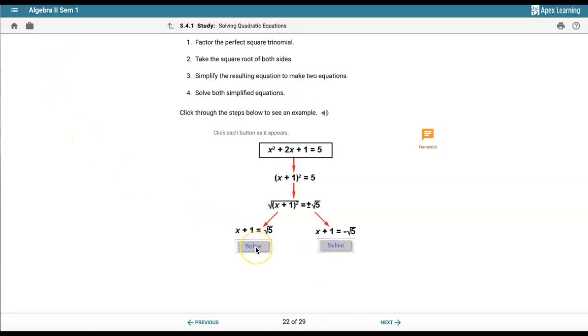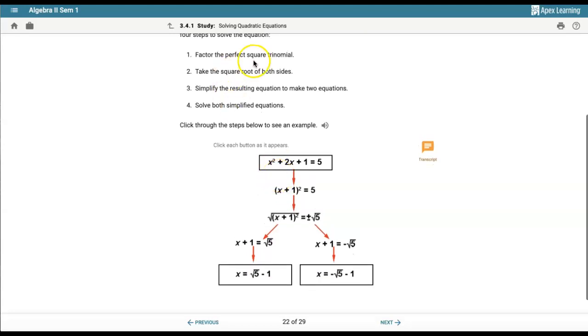So then when we keep going through, we have to have two solutions for our x value. So we're going to solve for this one. We bring the 1 to the other side, and at the end of the day, x is equal to -1 plus the square root of 5. Done. Don't simplify any further than that. Same thing on this side, except now we're going to have a negative square root of 5 minus 1. Don't simplify any further than that. And that's the end of that one.